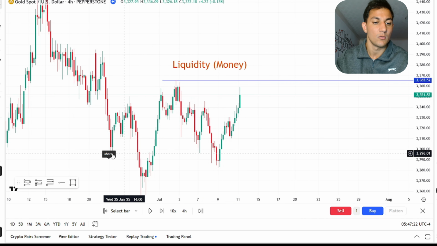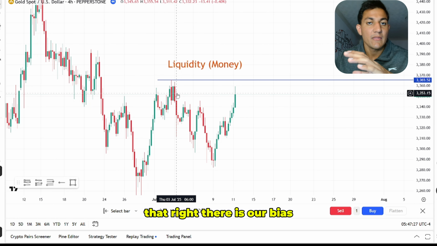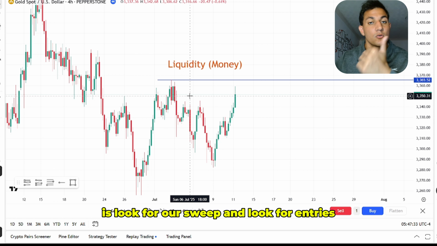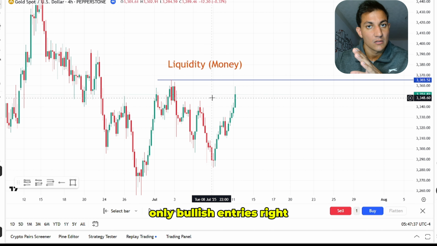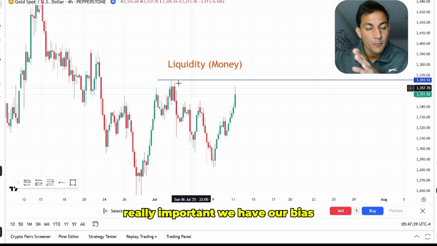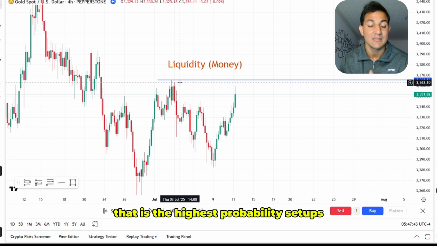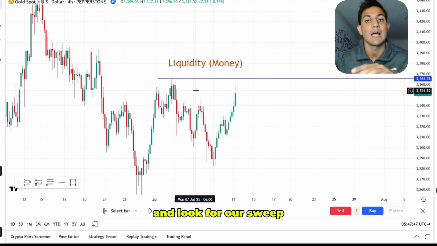Let's just remove this. There we go. That right there is our bias. We know that we're bullish. We have our direction. All we're going to do now when we get onto lower time frames is look for our sweep and look for entries, only bullish entries. Really important. We have our bias, so we're only going to look for trades in that direction. That is the highest probability setup you can get in trading. So let's go into lower time frames and look for our sweep.